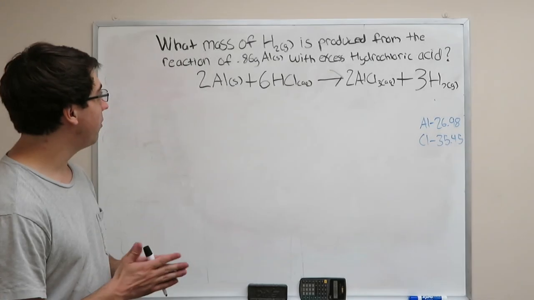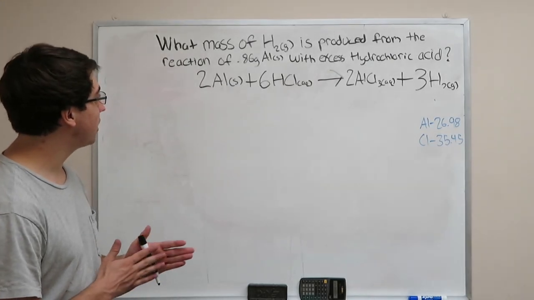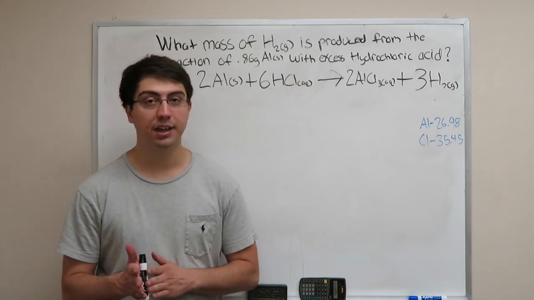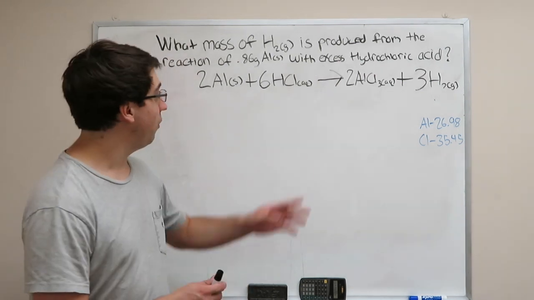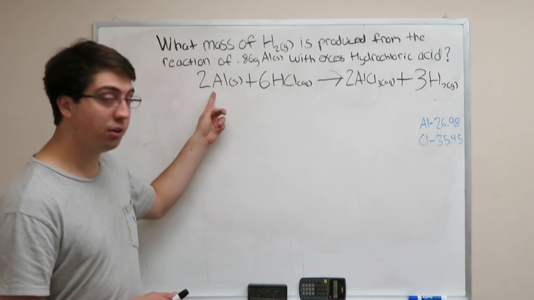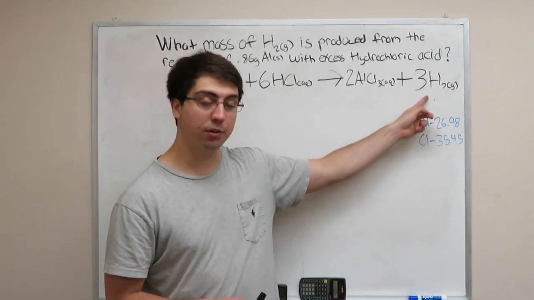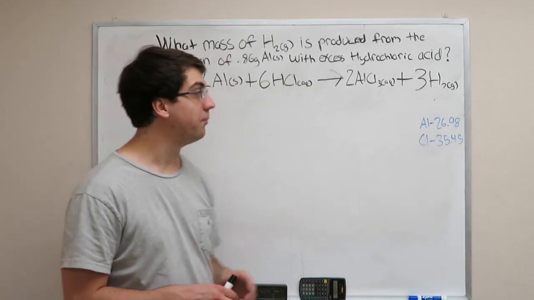What mass of hydrogen gas is produced from the reaction of 0.86 grams of aluminum with excess hydrochloric acid? We know that we have 0.86 grams of aluminum, and we're trying to figure out how many grams of hydrogen gas is produced.